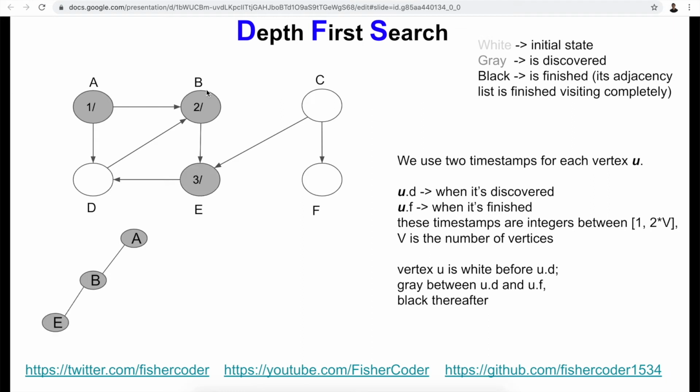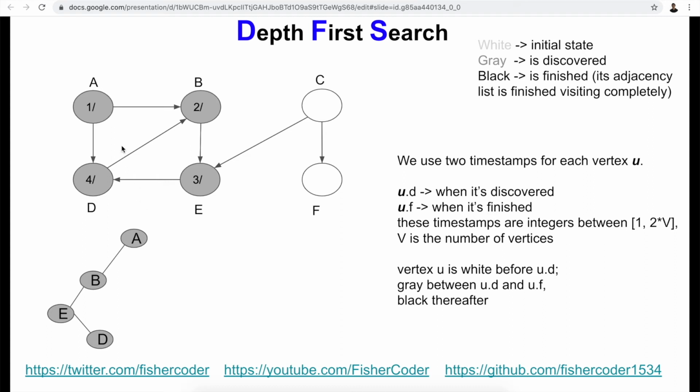Next one is E. It takes us one more time unit. So the discovered time of E is 3. And then we'll continue to go even deeper, right? We're not backtracking yet. Continue to go even deeper. That is D. We discovered D. It took us one more time unit, so D's discovered time is 4.